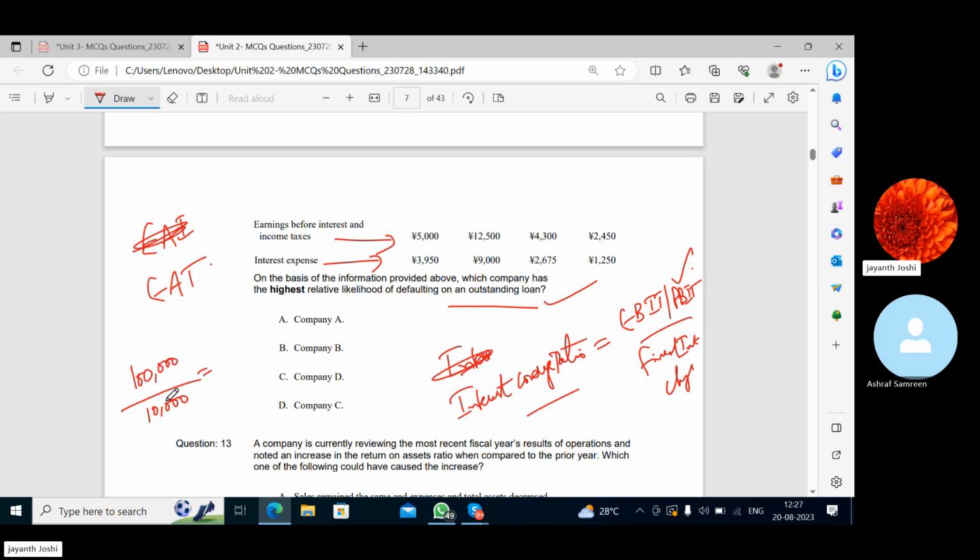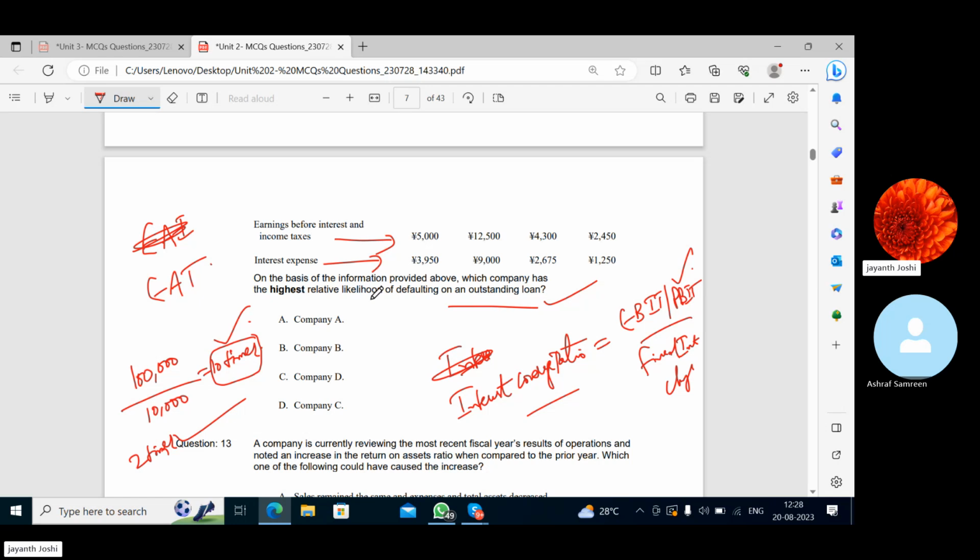So how much is the capacity of the company to make this payment? 10 times, correct? So who has the maximum capacity? Very good. Less default chances. Who has the least capacity? Highest default chances, right or wrong? If this company has 10 times capacity to pay, another company had just 2 times capacity to pay. So which one has more chance of default? This, correct?